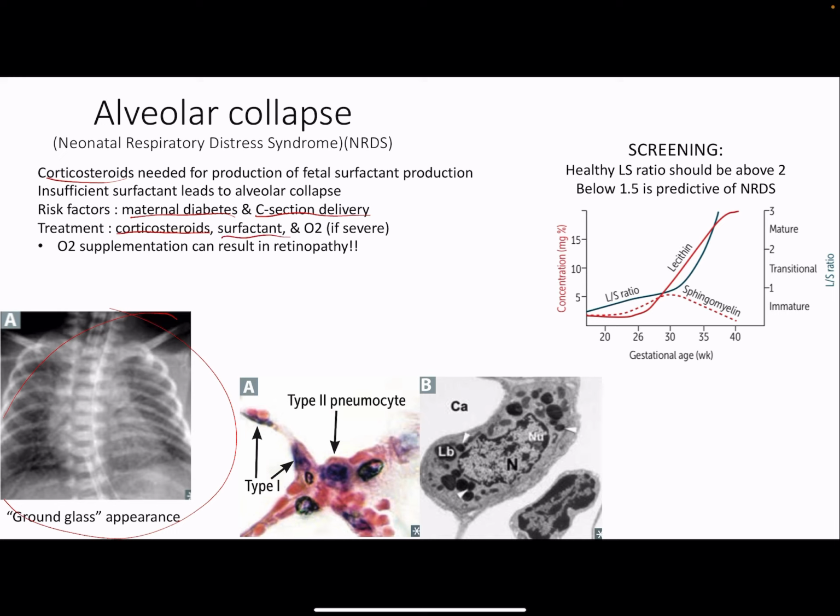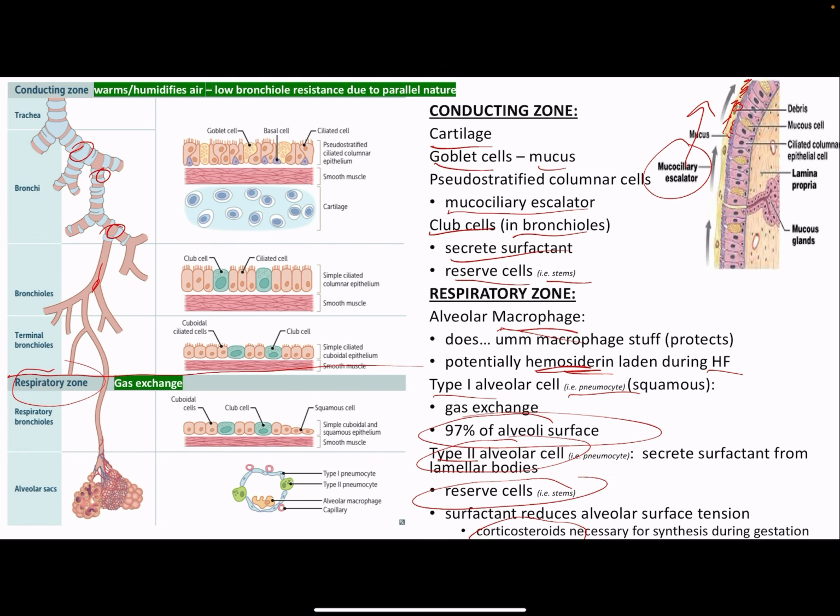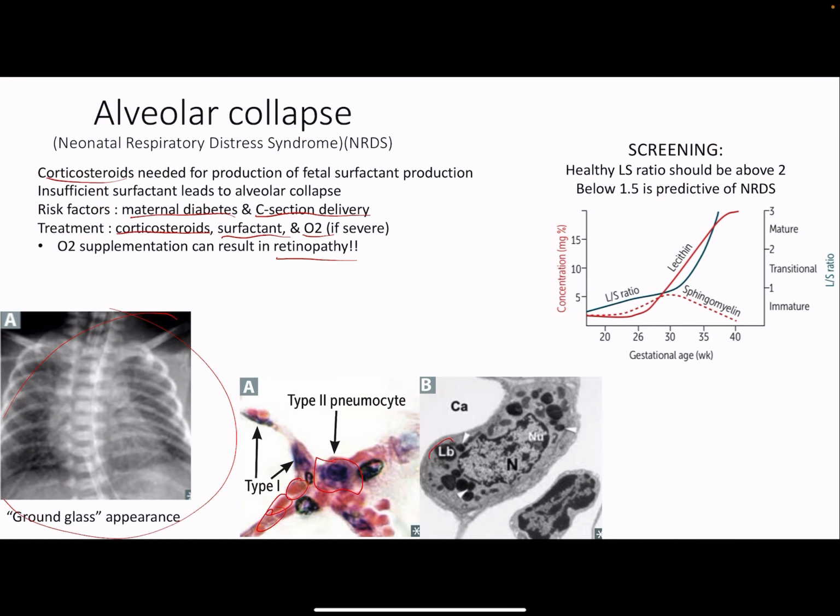We also want to give oxygen, but if you give too much oxygen, it might result in retinopathy. And if you look here, you can see the type 1 pneumocytes where the gas exchange is happening here, here, and here. And then we have our type 2, which are very much mimicking the club cells. These are going to serve as stem cells to replace the type 1. And again, these are the ones secreting surfactant, and they're doing this from the lamellar bodies, which you can see right here.